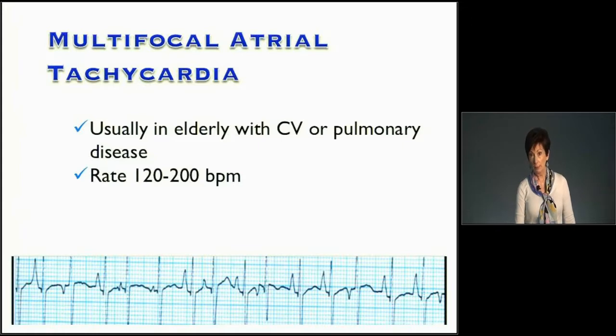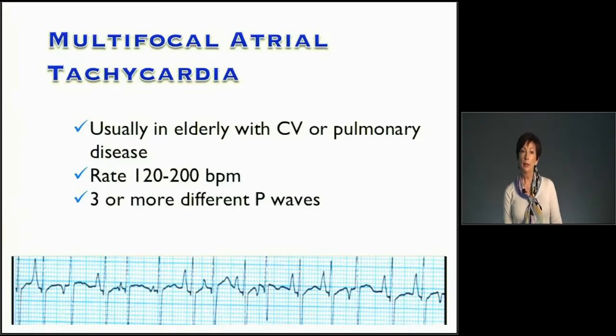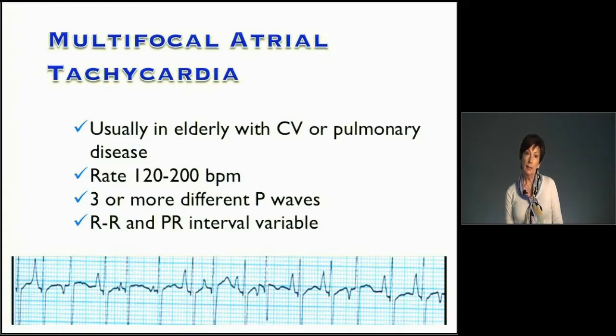And in order to qualify for multifocal atrial tach, you need 3 or more different Ps. And in many cases, you'll find more than that, much more than that. And I think we can see that as evident in the strip on this slide, where I see 5, maybe even 6 different looking P waves. So in this case, in multifocal atrial tachycardia, your R to Rs are going to be different, and your PR intervals are going to be variable.